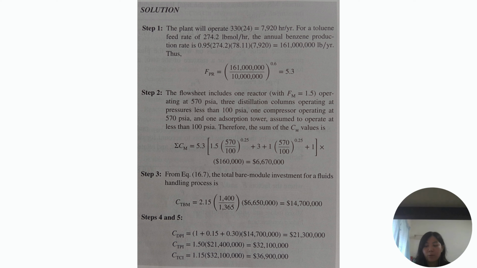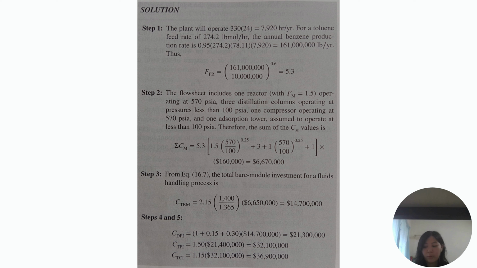This is the solution for the question. We do it step by step. For step 1, we multiply 330 by 24, because one day has 24 hours, to obtain the operation hours. Next, we calculate the annual benzene production rate by multiplying the conversion 0.95, the feed rate, the molecular weight of benzene, and the operation hours to obtain 161 million lb per year. This value is inserted into the equation to obtain the FPR.